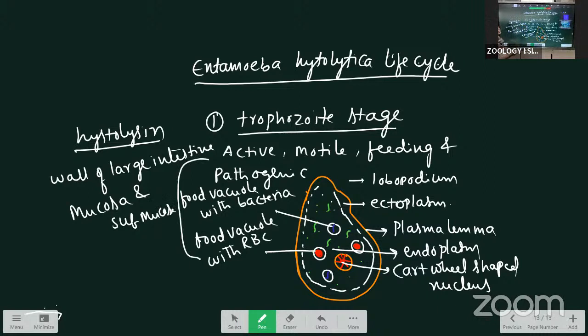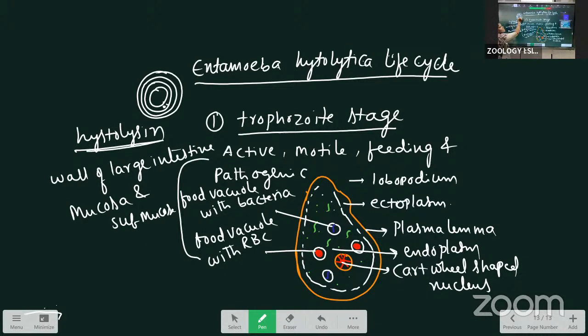The intestine has layers. The outer side is called the serous layer, next is the muscular layer, the third one is called the submucosa layer, and the innermost is called the mucosa layer. Like this, the large intestine cross-section has serous layer, muscular layer, and submucosa. Here the trophozoite stage is present, and here they are producing the histolysine enzyme.